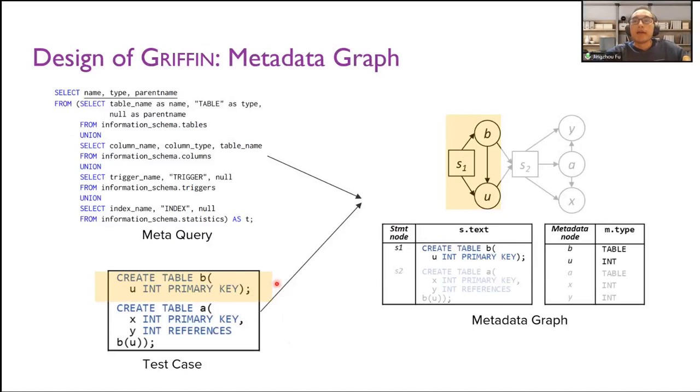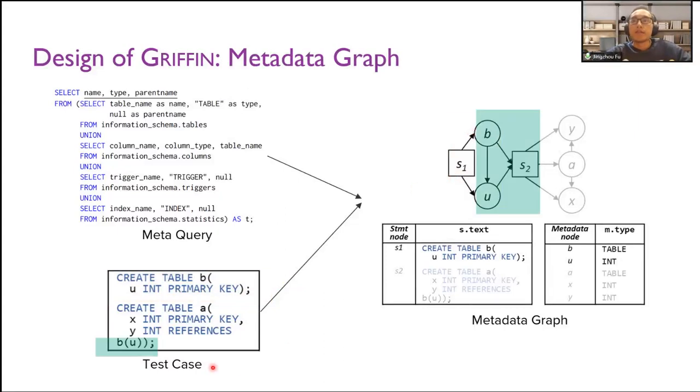After the first statement S1 is executed, the table B and its column U will appear in the database, which can be identified through meta queries. So we can add an edge from S1 to B and an edge from S1 to U, representing that objects B and U are created by the statement S1.